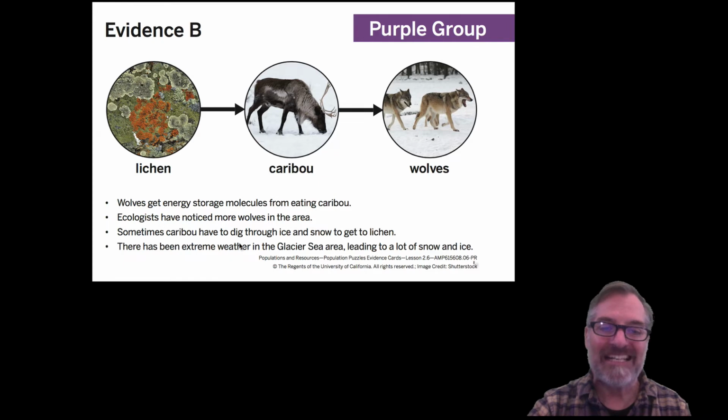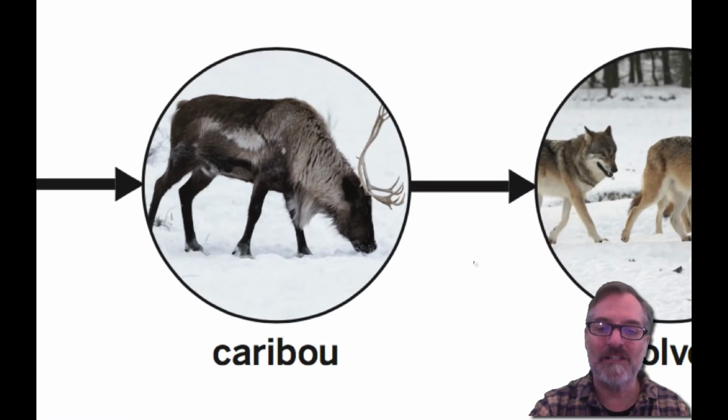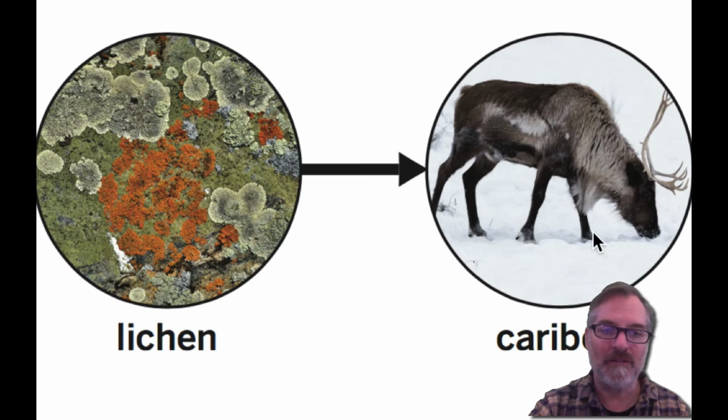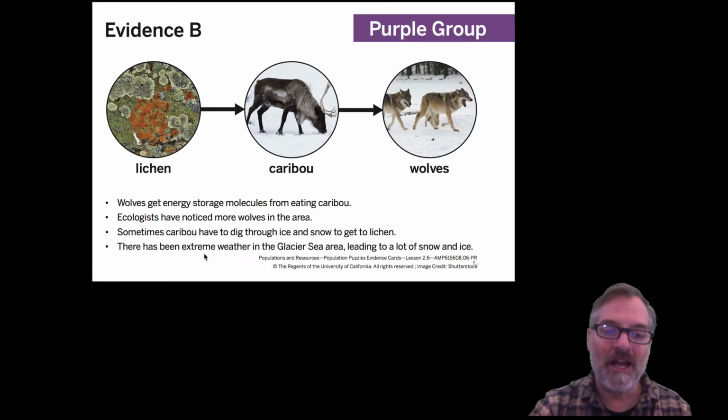Sometimes caribou have to dig through the ice and snow to get the lichen. So if you can see here, I don't see any lichen. Here's the lichen, but it's been covered with snow. It's down there. They've got to dig to locate the lichen. And there has been extreme weather in the Glacier Sea area, leading to a lot of snow and ice. So there is some more evidence.